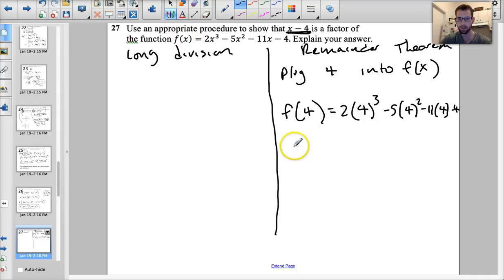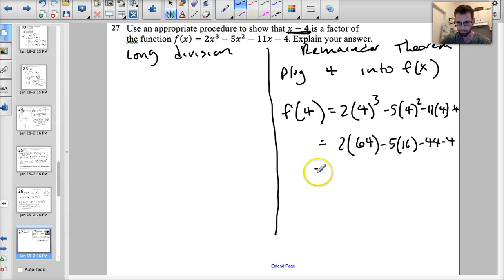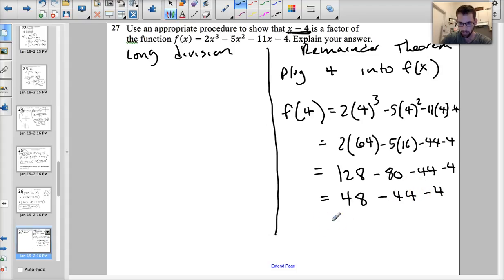A lot of 4's there. I don't feel like bringing out my calculator here, so 2 times 4 times 4 is 16, times 4 is 64, minus 5 times 4 squared, which is 16, minus 11 times 4 is 44, minus 4. 2 times 64 is 128. 5 times 16 is 80, minus 44, minus 4. 128 minus 80 is 48, minus 44 minus 4, and that will give me 0.